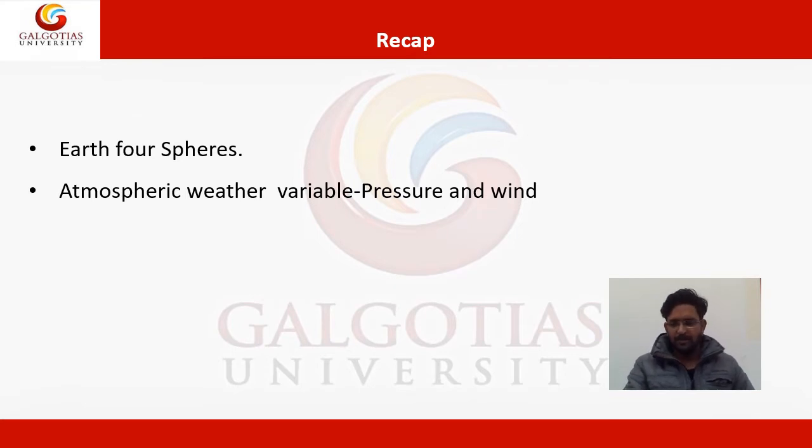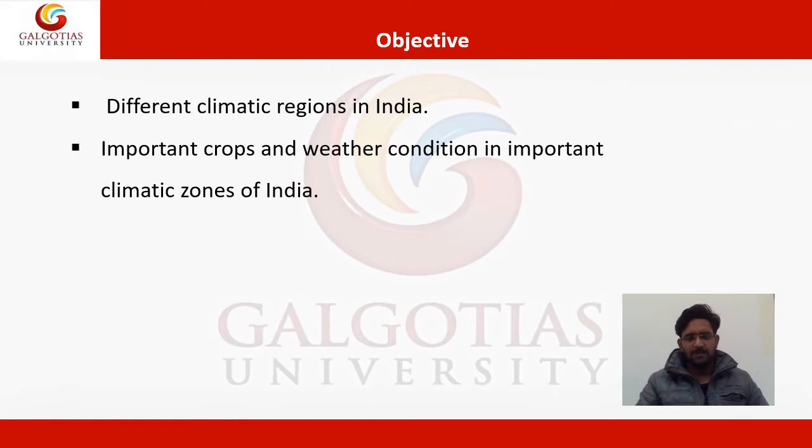Okay, so for today's class the objective is to learn what the different climatic regions in India are. And the second point we will discuss is the important crops and weather conditions in important climatic zones of India. Actually, we can divide India into many different climate regions. Of all those climate regions, we will discuss a few important climate zones, and we will see what the main crops in that region are and what the weather conditions are.